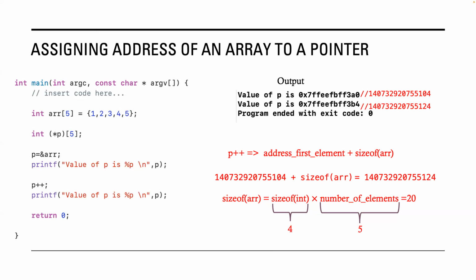And what happens here is it adds the size of the array to this initial value. So the size of the array means the size of the data type times the number of elements. That means 20. If I add 20 to this number, I am getting this, right? You can compare these last digits with this number. So you see that it added 20 to this, because the size of the array is 20 in this example.